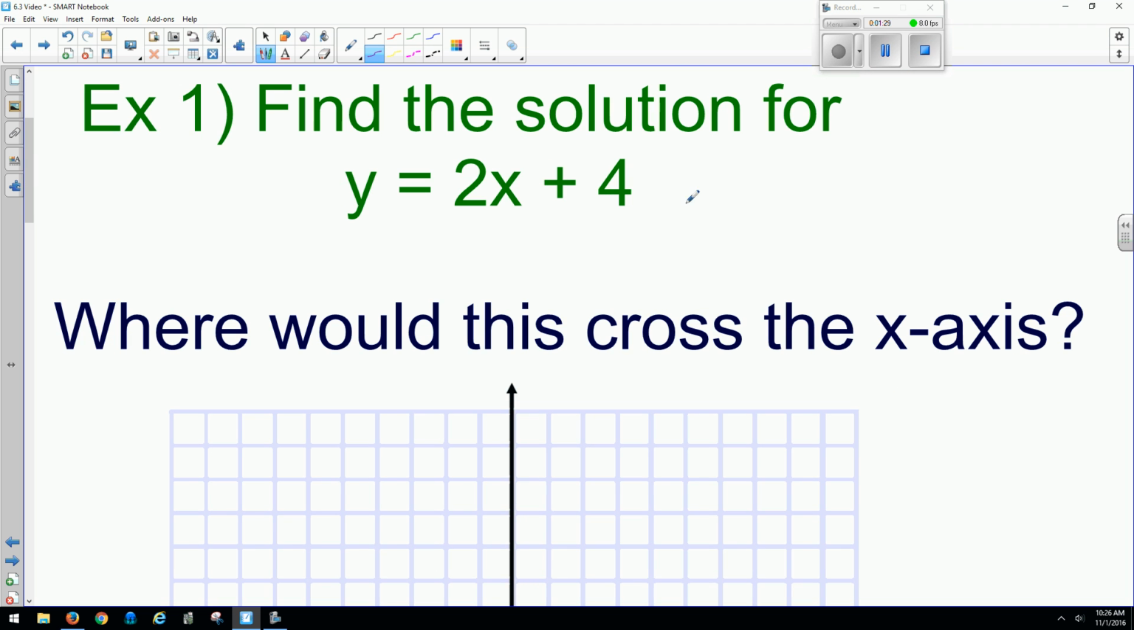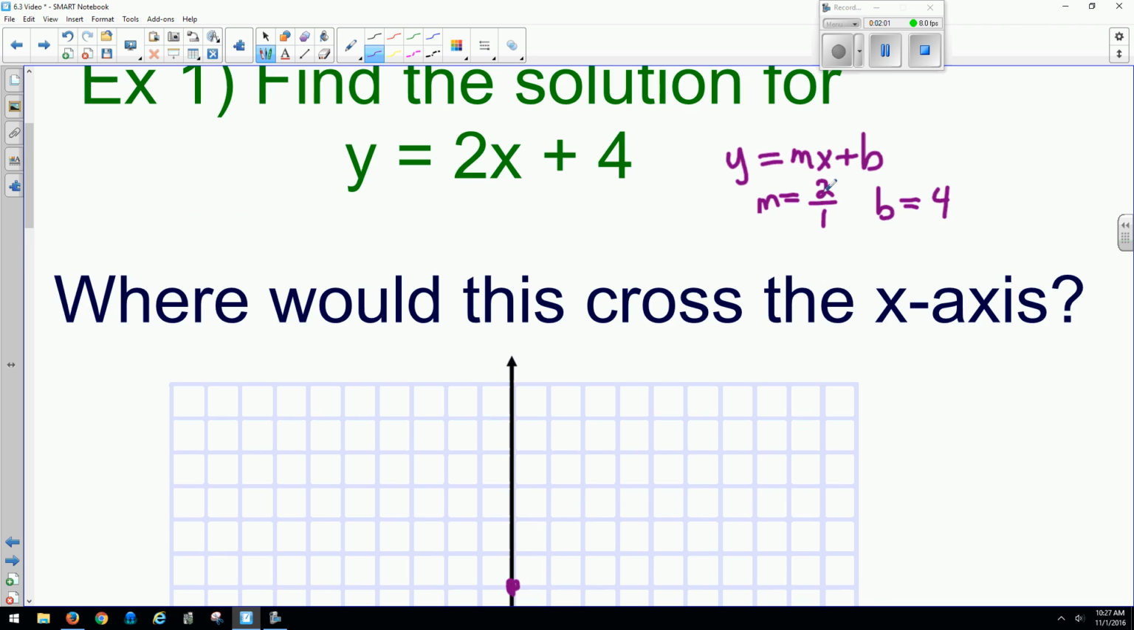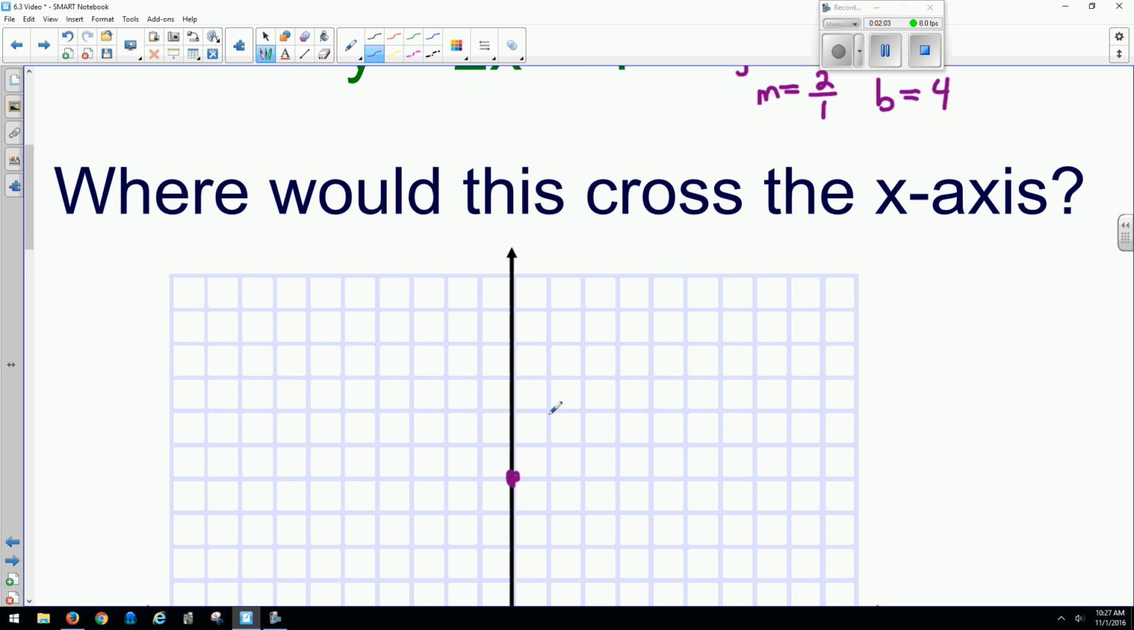Hopefully you remember this. If we look at this form, this is the slope-intercept form where m is the slope and b is the y-intercept. So I'm looking at the slope to be 2, or 2 over 1 if it helps, and the y-intercept is 4. Let me go ahead and graph this equation. I'm going to start with the y-intercept of 4, and then follow the slope of 2 over 1. So I would go up 2 over 1, up 2 over 1, and so on.